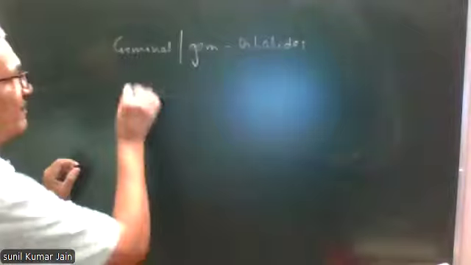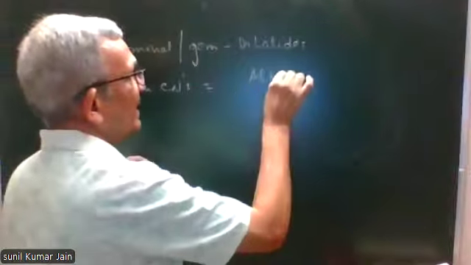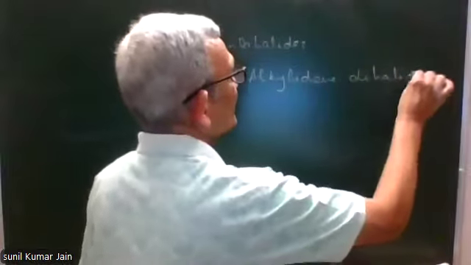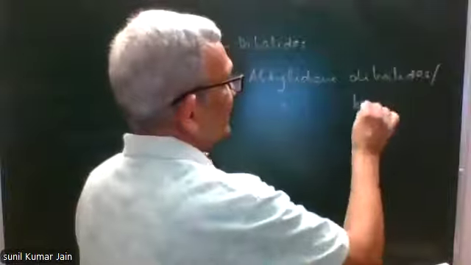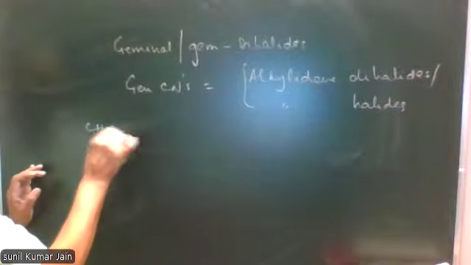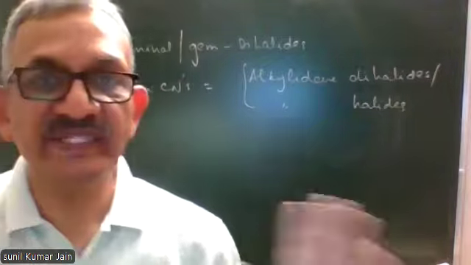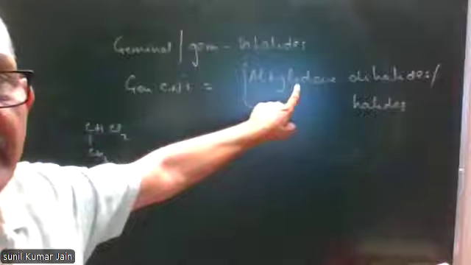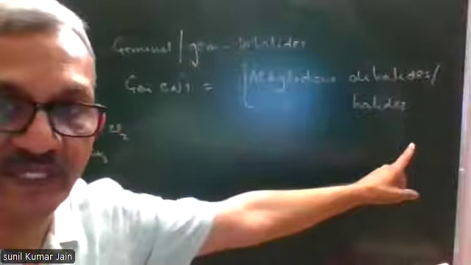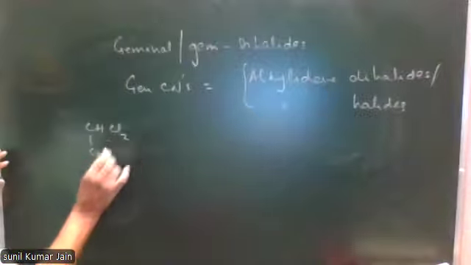Their general common name. They are called alkylidene dihalides or alkylidene halides. For example, CHCl2, CH3, two carbon atoms, ethane. Ethane becomes ethylidene. So common name ethylidene dichloride or ethylidene chloride. IUPAC will be 1,1-dichloroethane. This one.